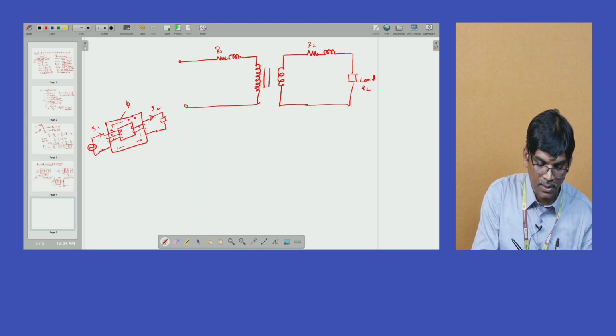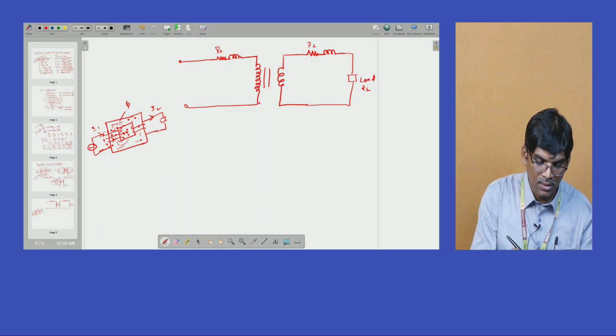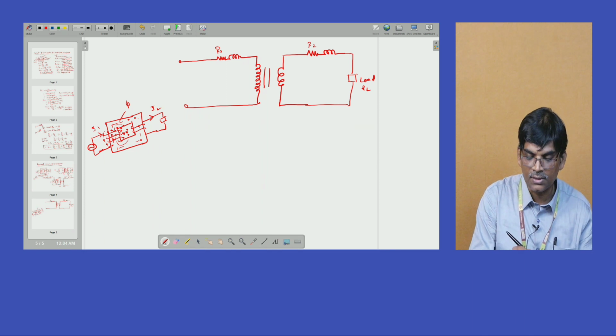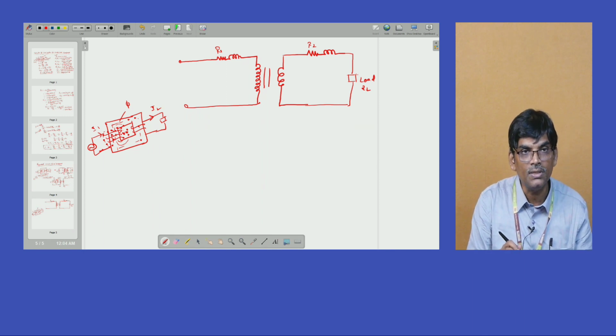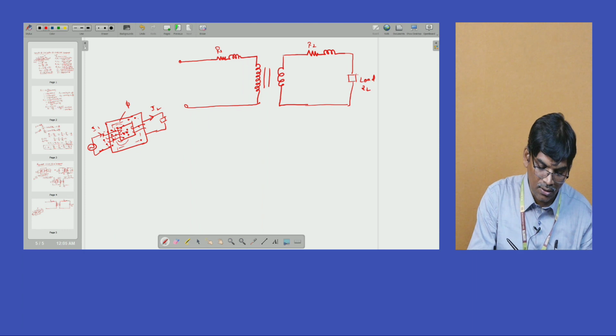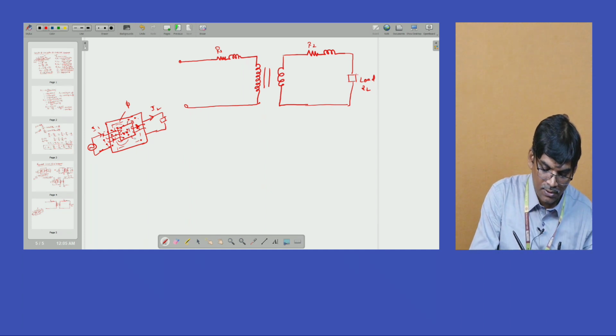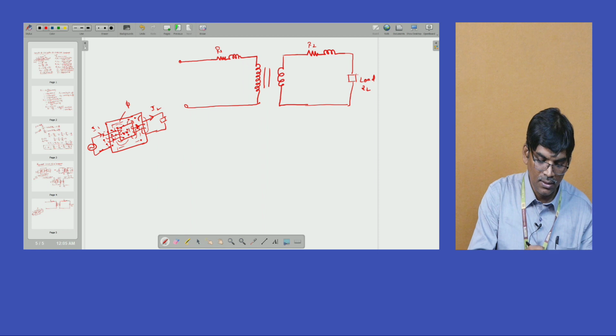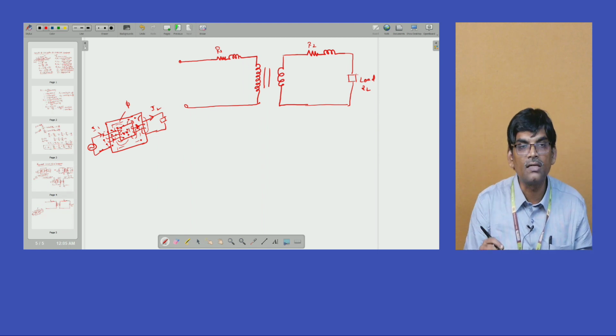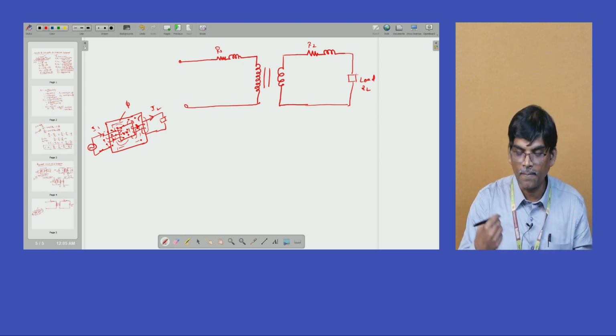This is called the normal magnetizing flux. Some of the flux lines are not linked to the secondary coil. Due to these flux lines not linked by the secondary coil, a certain voltage drop occurs. Similarly, on the secondary side also, these are the flux lines. Here also some of the flux lines are not linked by the primary coil. Due to that, on the secondary side also some voltage drop occurs.